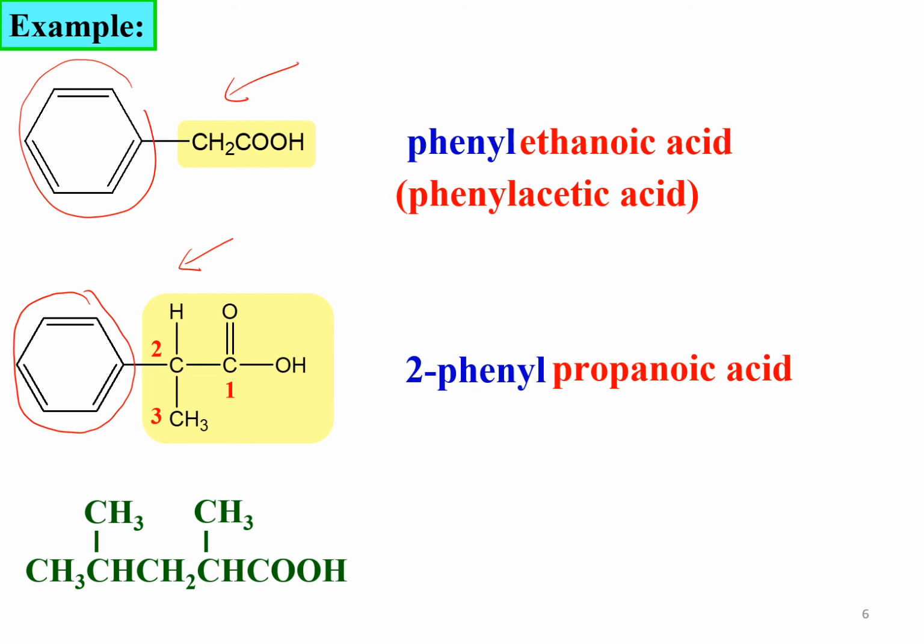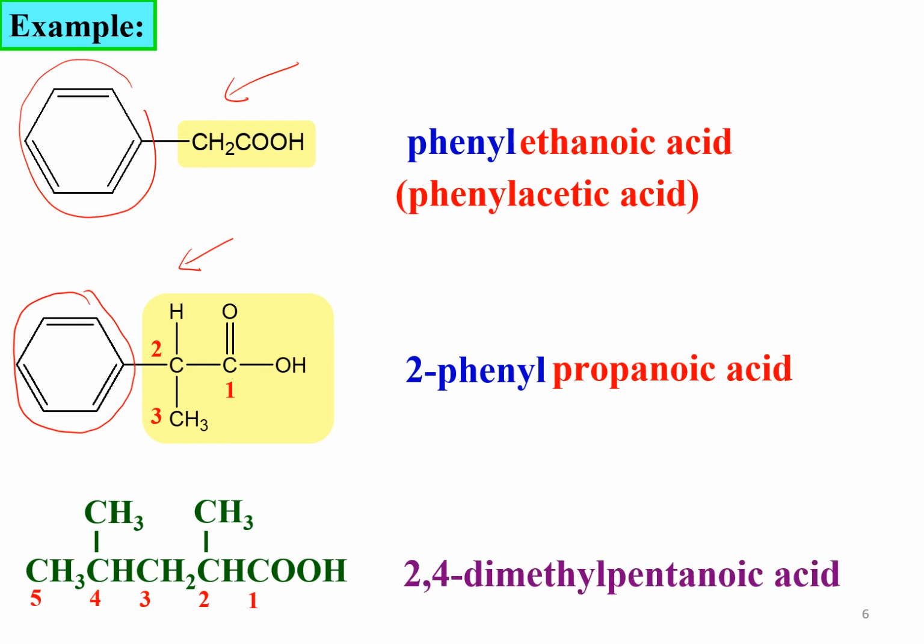Look at the next example. So here, this is the parent chain. We have 5 carbons, so it's called pentanoic acid. Then we have 2 substituents, which are methyl groups at carbon 2 and carbon 4. So 2,4-dimethylpentanoic acid.